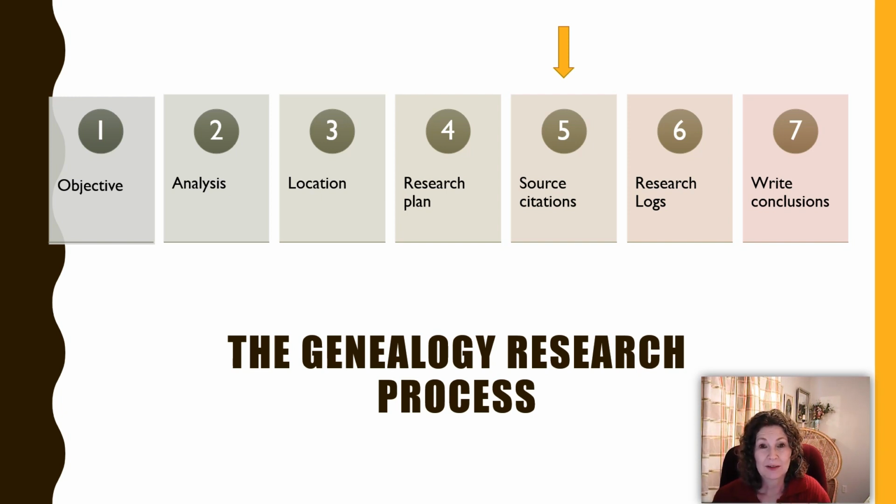I start with an objective, very clear and focused, of what I want to do in that project. Then I analyze everything that's already been found about the subject. Then I search the location to discover new records that could give clues to new sources. I create a research plan, and as I follow that plan, I use a research log and create a source citation for each source that I search that goes right into my research log. When I'm ready to write my conclusions, I have a source citation ready to go, and I can write up an entire report about what I've found for that research objective.